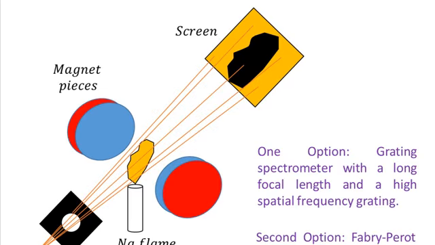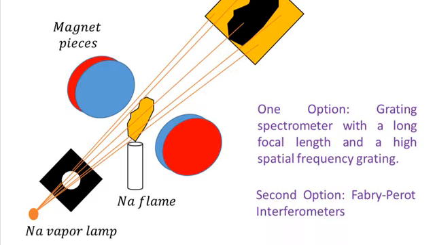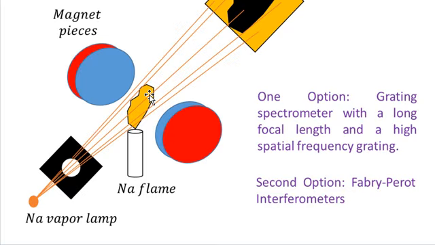And in the path of the beam from the source to the screen, we have placed a sodium flame. The sodium flame is placed under the application of a magnetic field using magnet pieces. Two magnet pieces are used in order to apply the constant magnetic field across the sodium flame. Now you see that the sodium atoms in the sodium flame will absorb the light from the sodium vapor lamp, because these levels, that is the sodium levels, are in resonance with the sodium light from the sodium vapor.